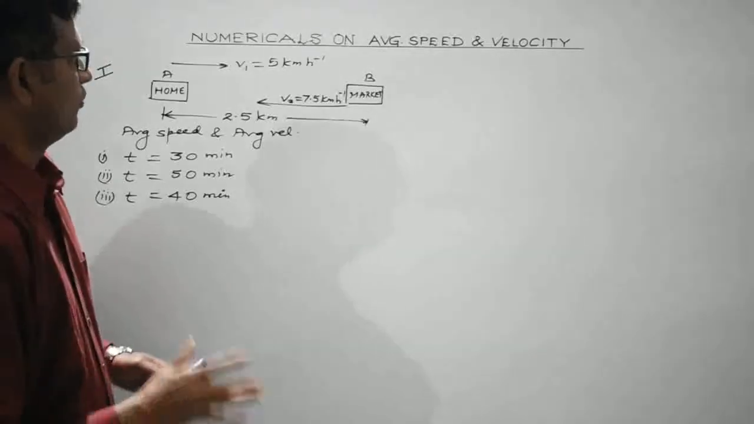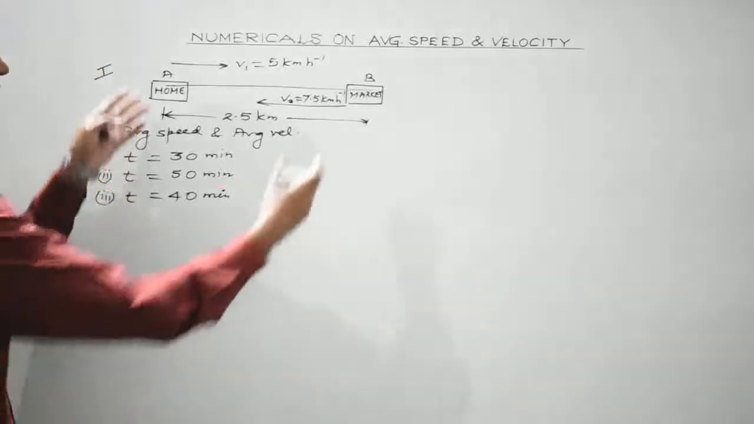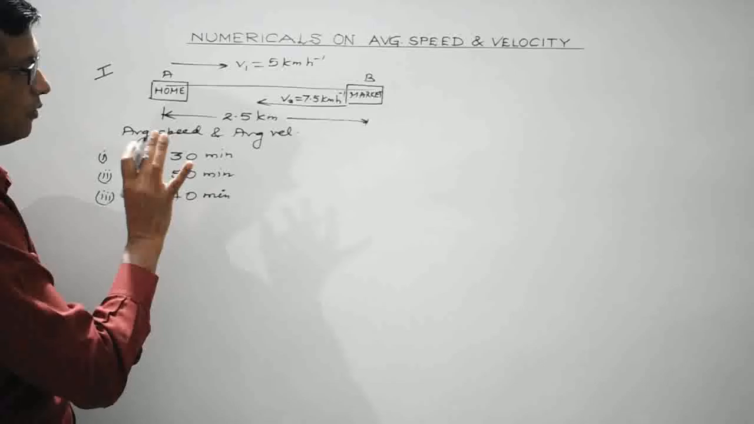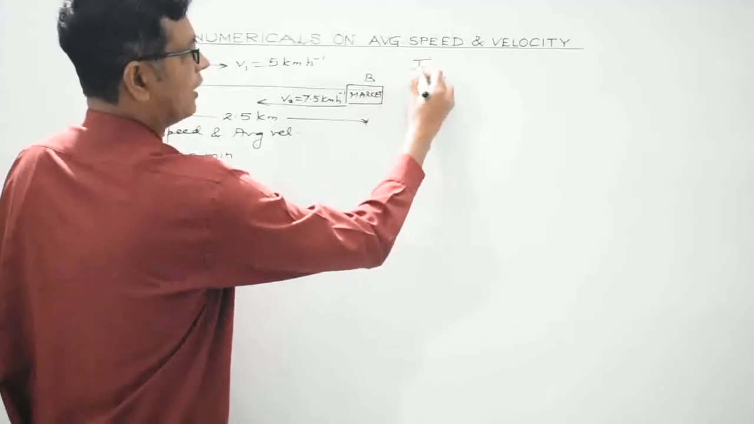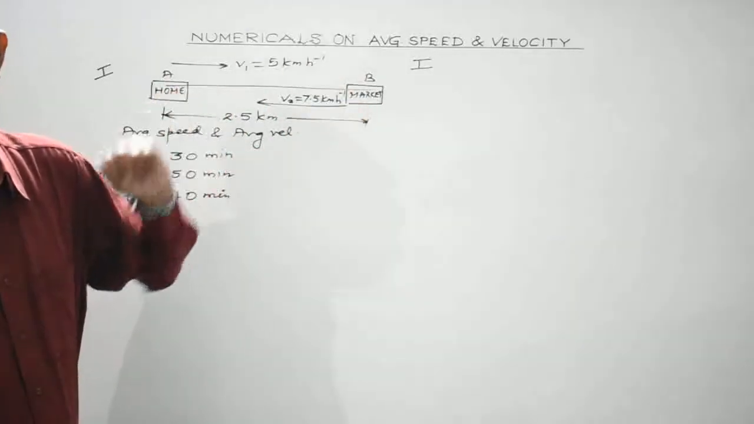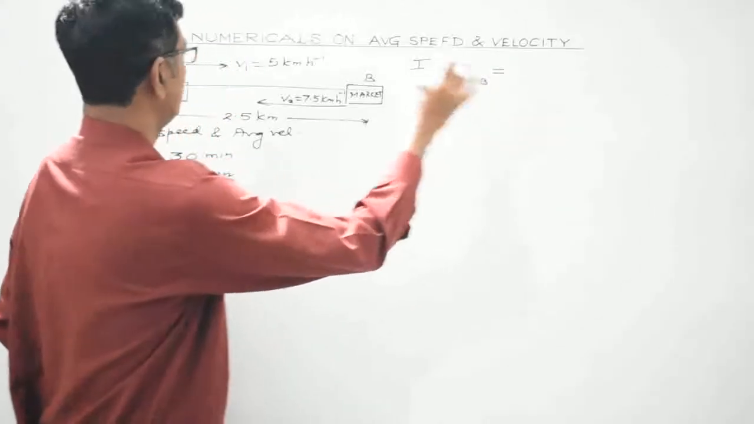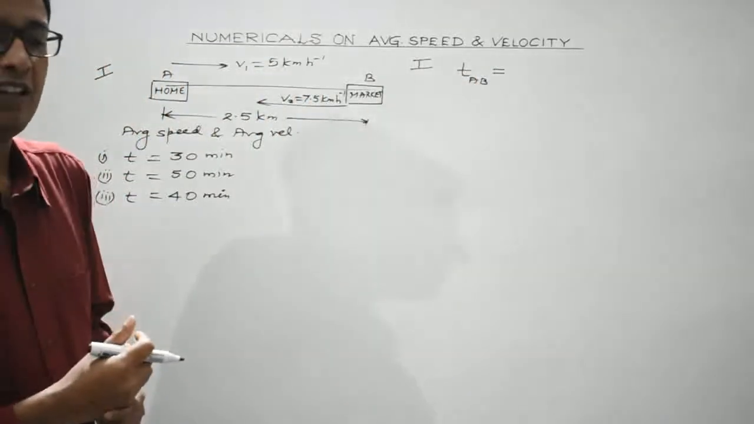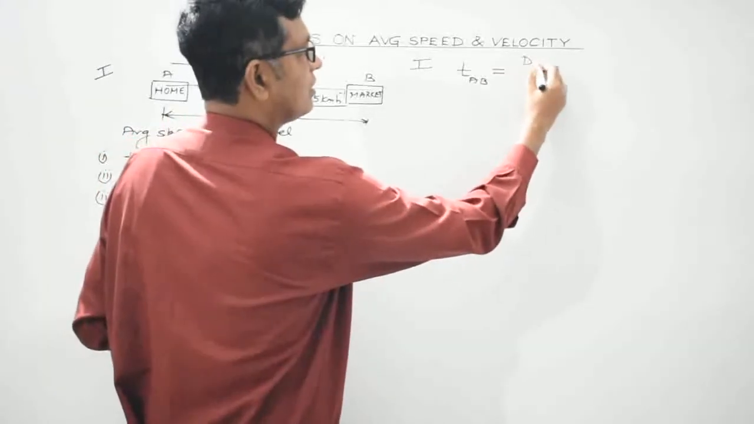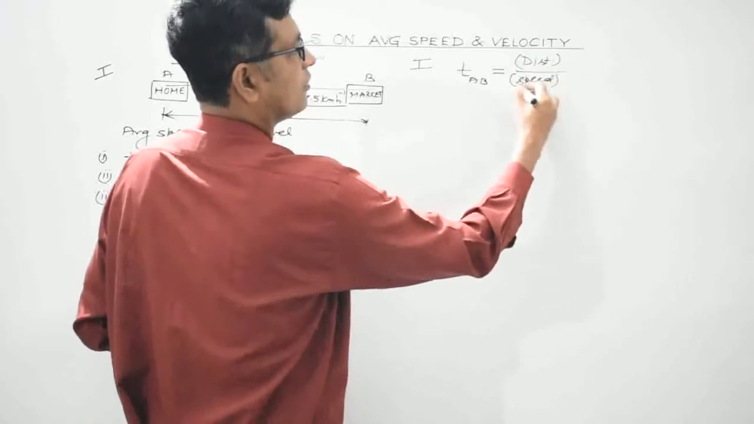First and foremost, these are the two points A and B. Suppose the distance between A and B is 2.5 kilometer. First, we'll find the time taken by the person to reach from point A to point B, T_AB. In uniform motion, when the speed is constant, time is given by distance over speed. This is the formula.